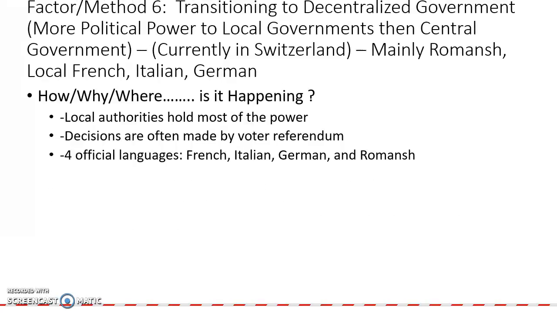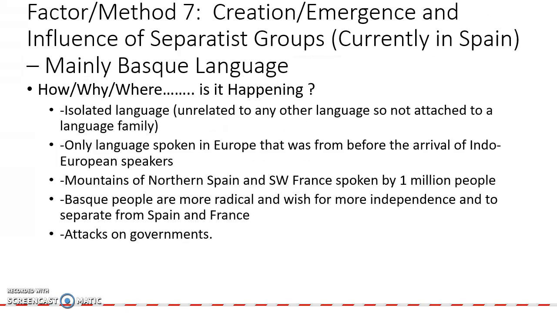In addition, you see the transition to a decentralized government, so more power, shared power between the local and regional governments, like they've done in Switzerland, to preserve Romansh mainly, but also to promote French, Italian, and German. And finally, you see this with the creation, the emergence, the influence of separatist groups, like in Spain with the Basque and the Basque language.